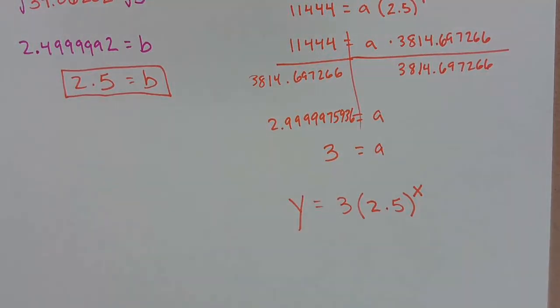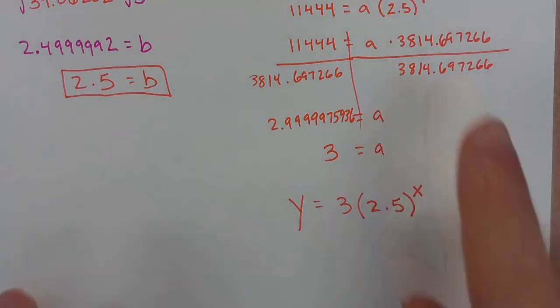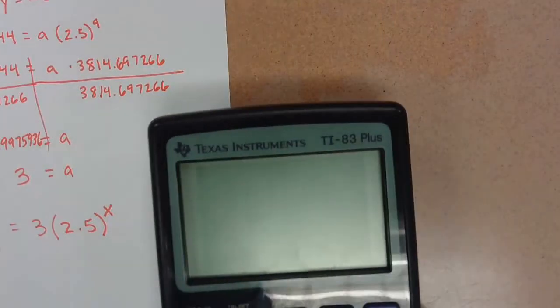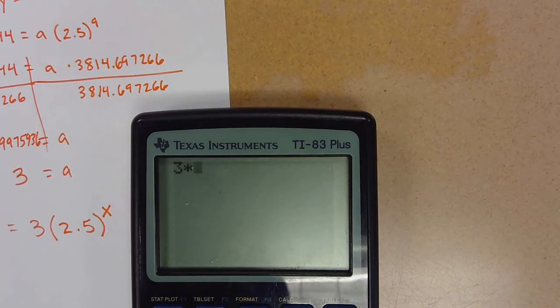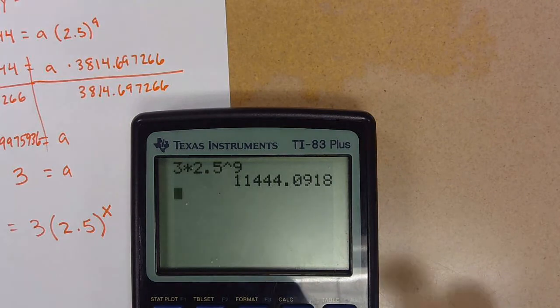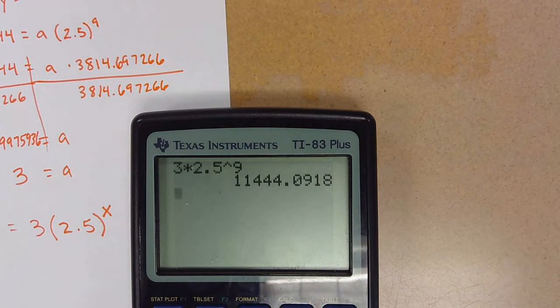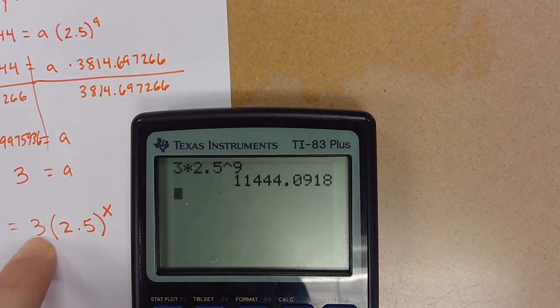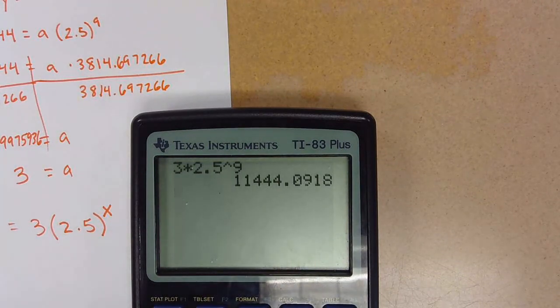Now, if we went ahead and checked and tried to plug in our value, let's say we plug in 9, 3 times 2.5 to the power of 9. Notice I don't get 11,444 on the dot. I get something really, really close. For our purposes, that is the curve, that is the fit, so we are not going to go further. Remember, we had to round just the slightest for both of these to give us these numbers. That's why this is slightly off.